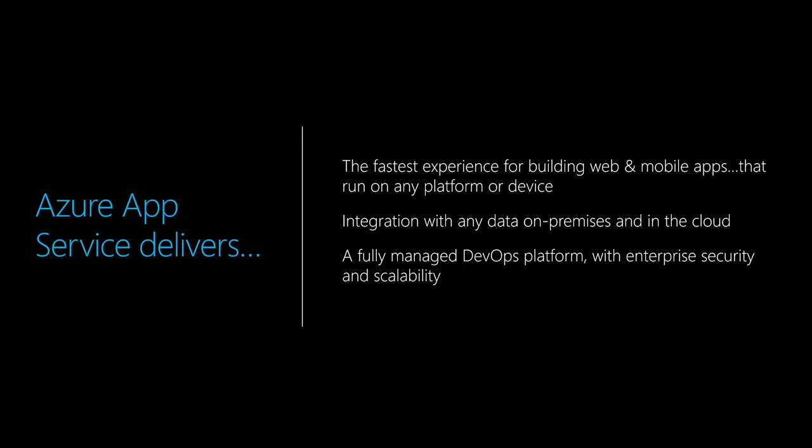So with that in mind, to summarize, basically, Azure App Service delivers the fastest experience for building web and mobile applications that work across any device. It's very easy to integrate data from on-premise and on the cloud. As you've seen, we have the API and all the different connectors. You can build your own API to extend to use against your services on-premise or any other services on the cloud. And we haven't touched on that specific aspect of the fully managed DevOps platform, but there is another presentation at AzureCon that will show you that full-blown DevOps experience using App Service.